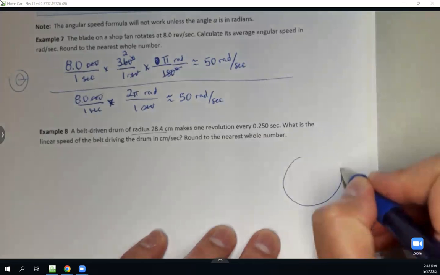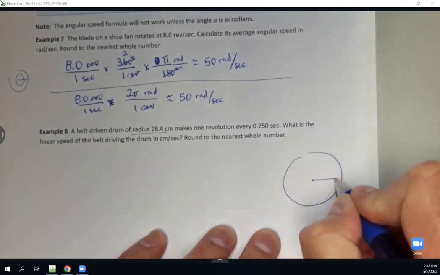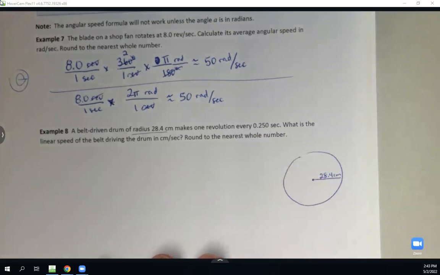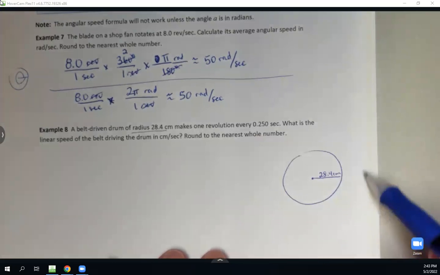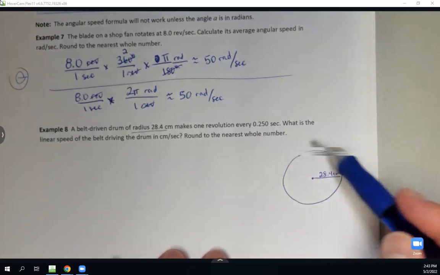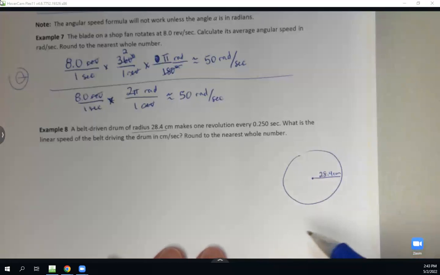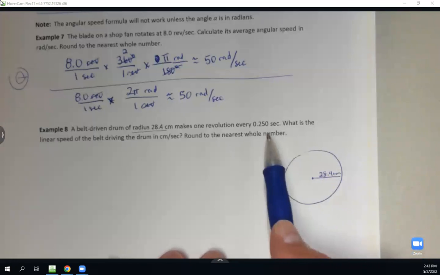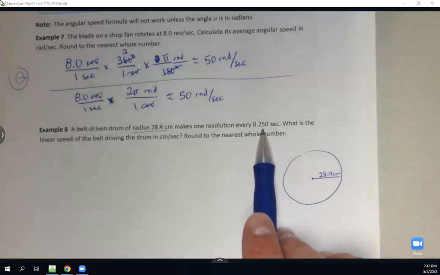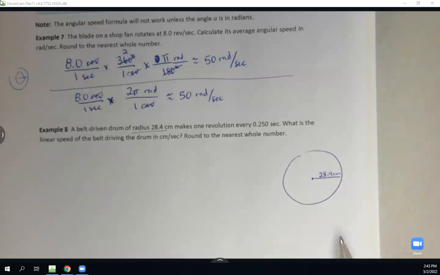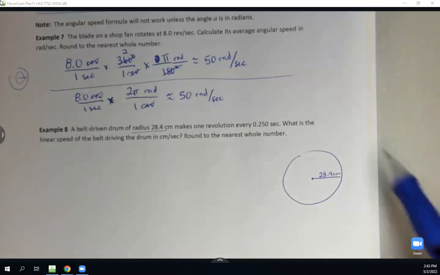Okay. So if you visualize that, 28.4 centimeters is the radius. And this thing is making 1 revolution every 0.250 seconds. So in other words, 1 revolution every 1/4 of a second means it's making 4 revolutions every second. So that thing's spinning around 4 times every second. Does that make sense?